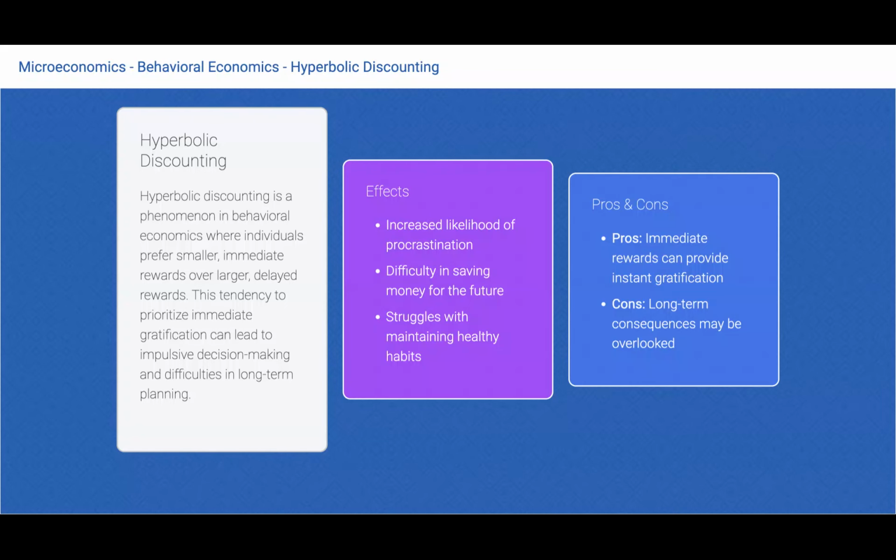Understanding this concept is crucial in designing effective strategies to overcome impulsive behaviors and prioritize long-term benefits. Okay, let's transition to the next slide.